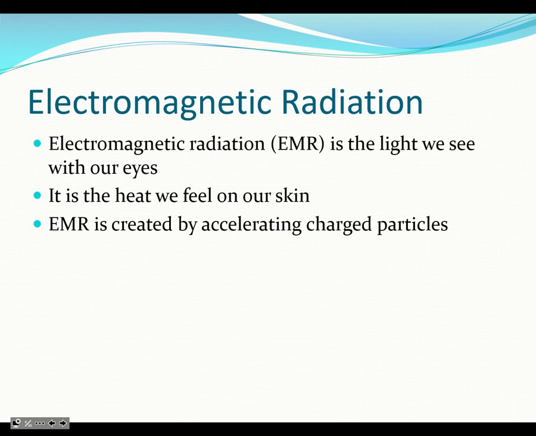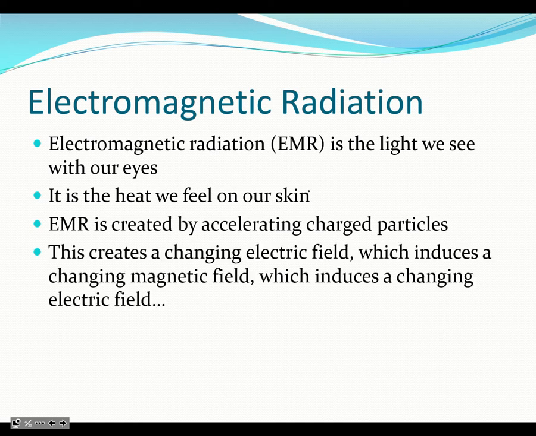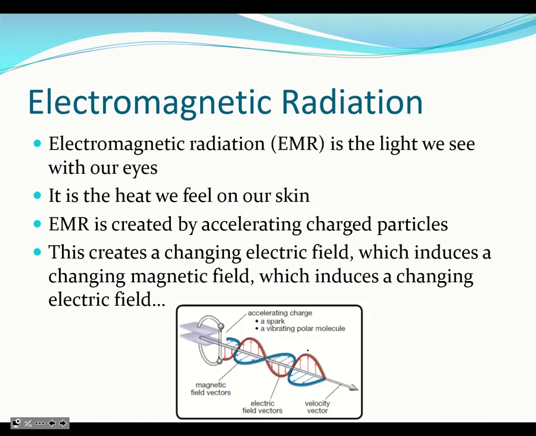So when you accelerate a charged particle, this creates an electric field around that charged particle. And what we learned with electricity and magnetism is that when you have an electric field, it can induce a magnetic field, and that magnetic field can induce an electric field. And what you end up getting is a wave that looks like this. So this is our electric field, and this is our magnetic field. And they sort of co-induce each other, and they create this light wave, and that's what light is. It's these electric and magnetic fields inducing each other.